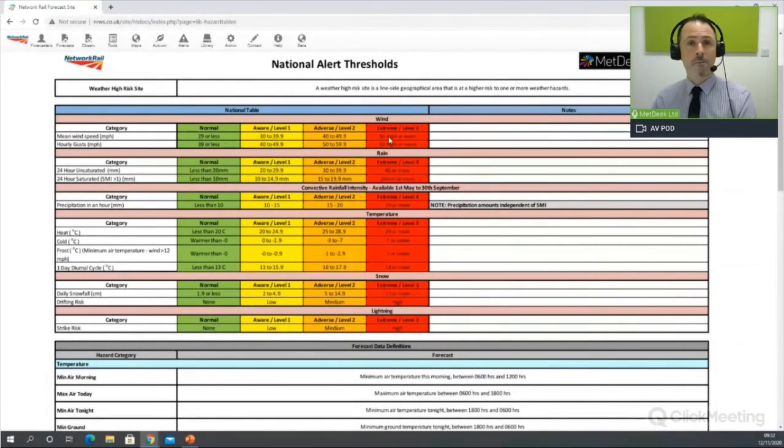And we know that that has big implications on Network Rail, pre-preparations, perhaps amended timetables, and so on. It's worth a cursory mention at this stage that these wind gust thresholds are not changed dependent on season. So in other words, a 40 mile per hour gust in the summer is aware, and it is in the winter as well.